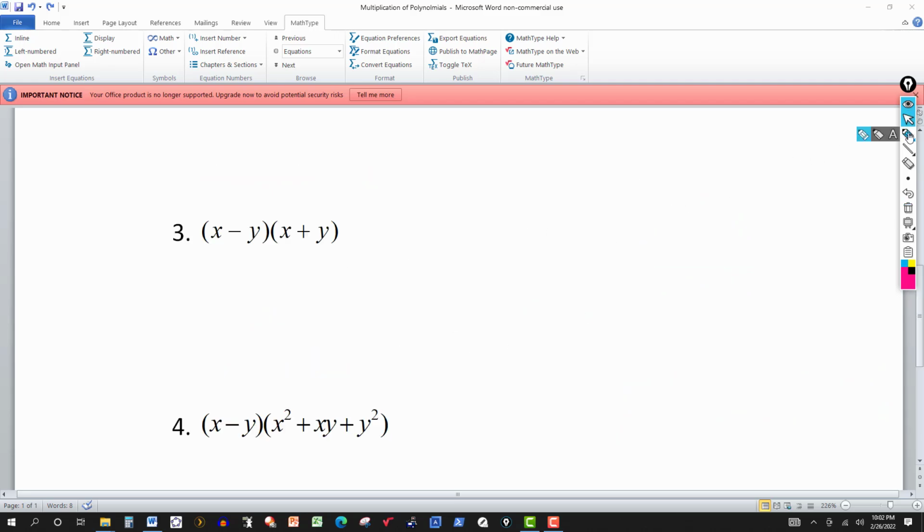So this one again, you could do this. We did already one like this. You could go x times x, x times y, and then minus y times x, minus y times y. Or if I set it up this way, kind of like regular multiplication of numbers, I could do it this way. So go this way. The y multiplies both of those terms, and then the x multiplies both of those terms. Doesn't matter where you start, on top or the bottom.